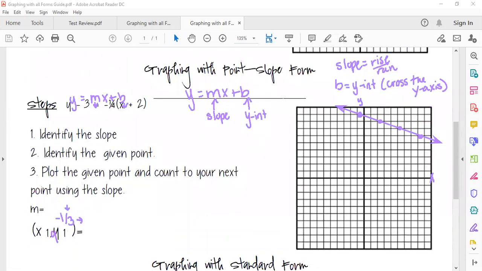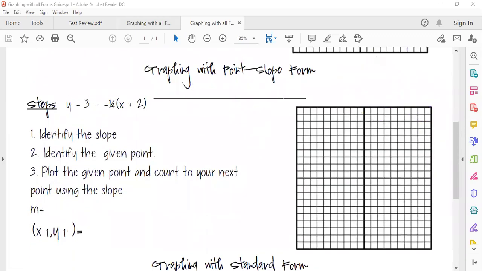All right, let's talk about graphing in point-slope form. We should know what point-slope form is: y minus y1 equals m times x minus x1. In this, m is our slope as always, and x1, y1 is a point on the graph. It's a point that we are choosing on the graph. This is a specific point. So our steps for graphing in point-slope form are: we identify the slope, we identify the point given, and we plot the given point and count to our next point using the slope.